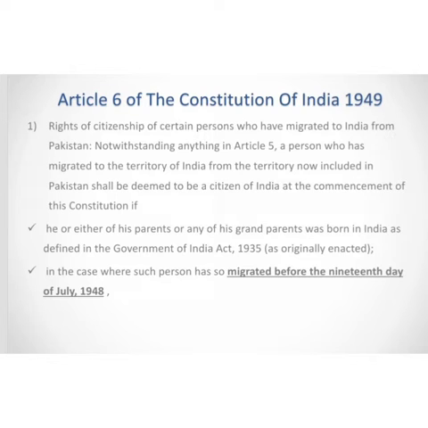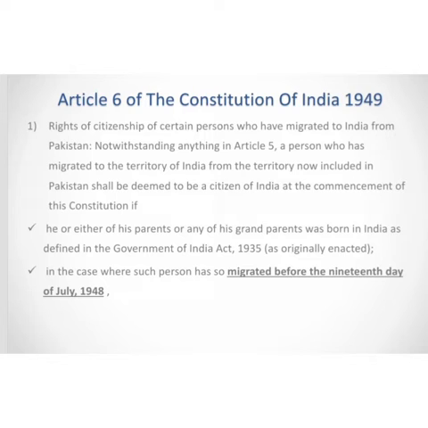Article 6 speaks about the rights of the migrants from Pakistan to India, whereas Article 7 speaks about rights of migrants from India to Pakistan. If you say just otherwise, you may lose the marks.